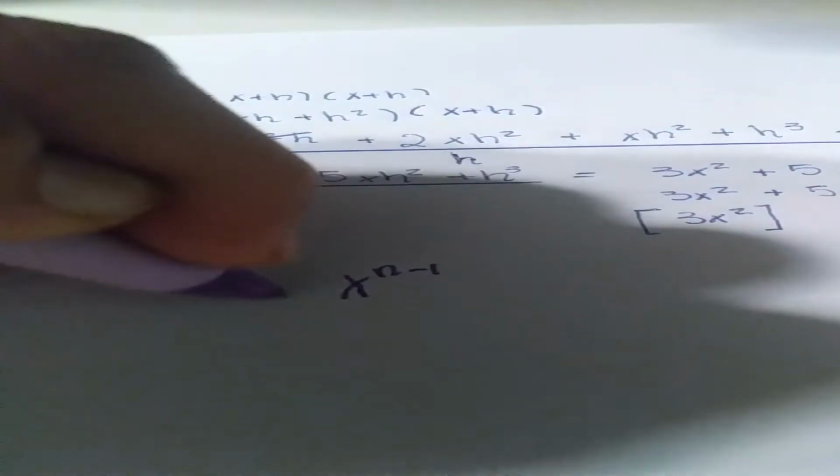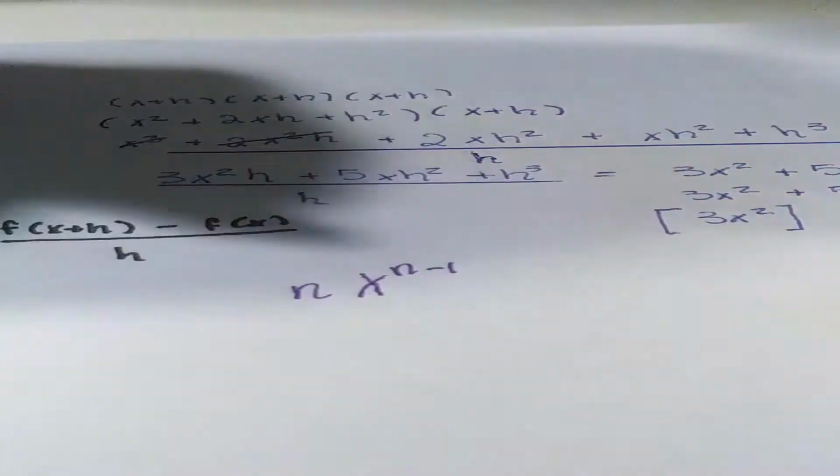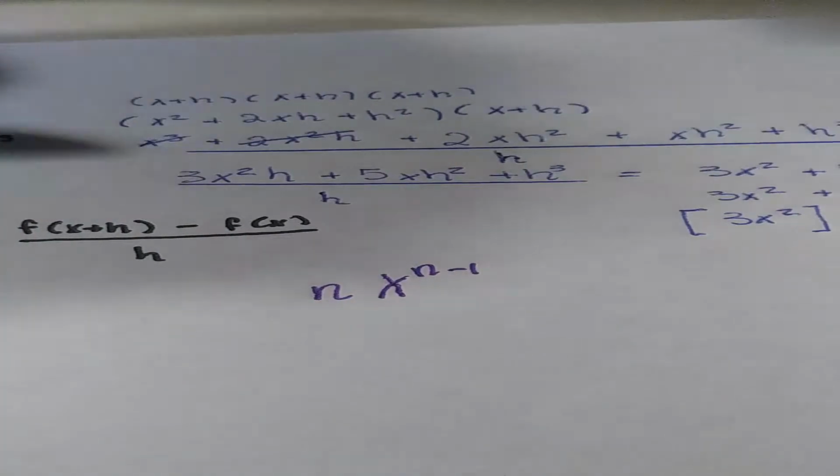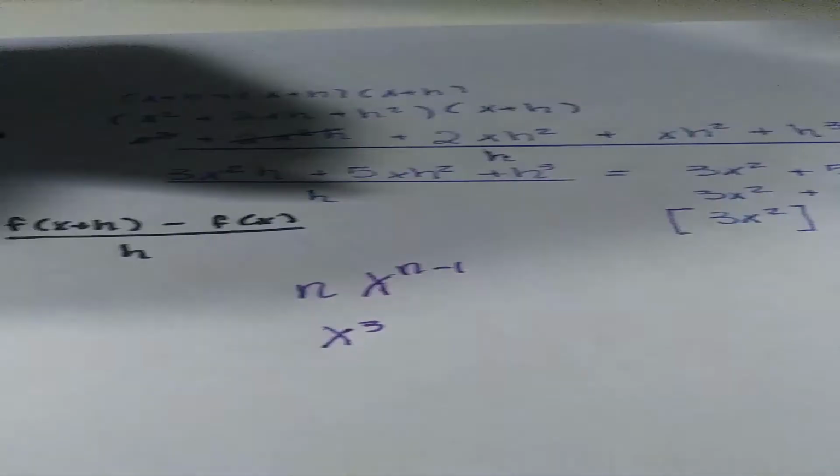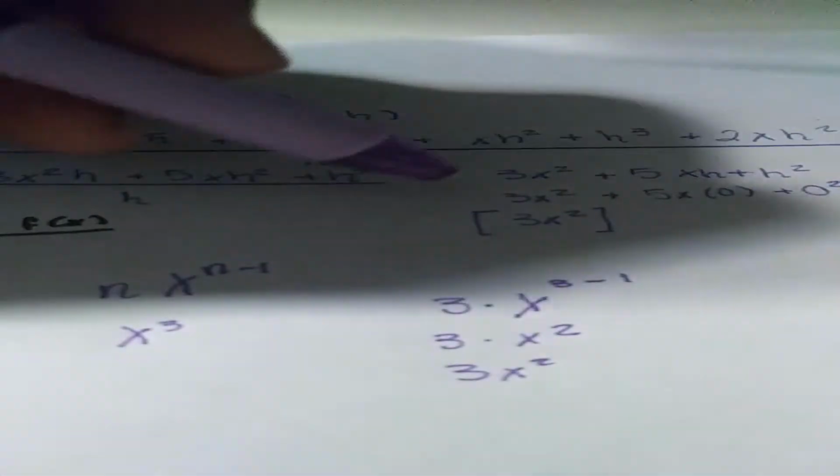If we see here, the power rule states that, that would be f prime of x of f of x. And if f of x was x cubed, then essentially n would be 3, so x to the 3 minus 1 times 3, that's just 3 times x squared, which is the same thing that we got using the definition.